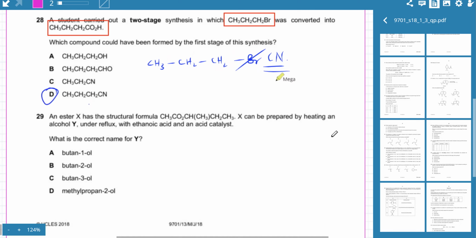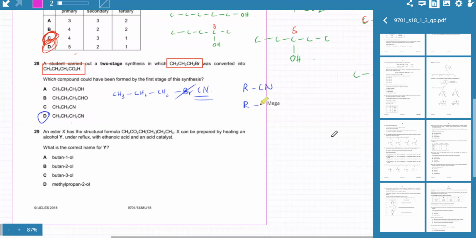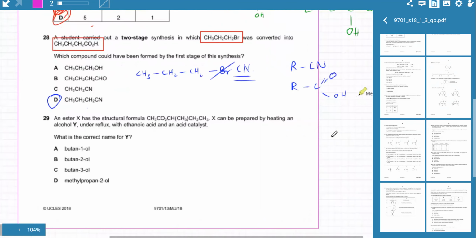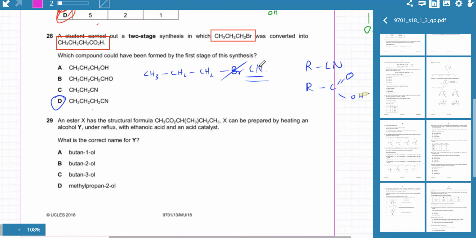And then the CN can be hydrolyzed. The CN breaks down into carboxylic acid. So this RCN, if you heat it with an acid, it breaks down into a carboxylic acid, and an ammonium ion is produced as well. So always look for the increase in the carbon chain length. Whenever a carbon chain length increases, you go from 3 carbon atoms to 4 carbon atoms, that definitely means that a CN is getting attached.